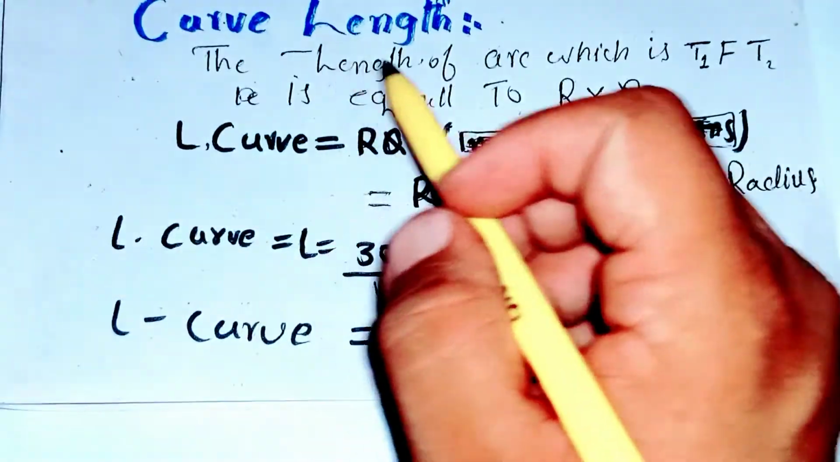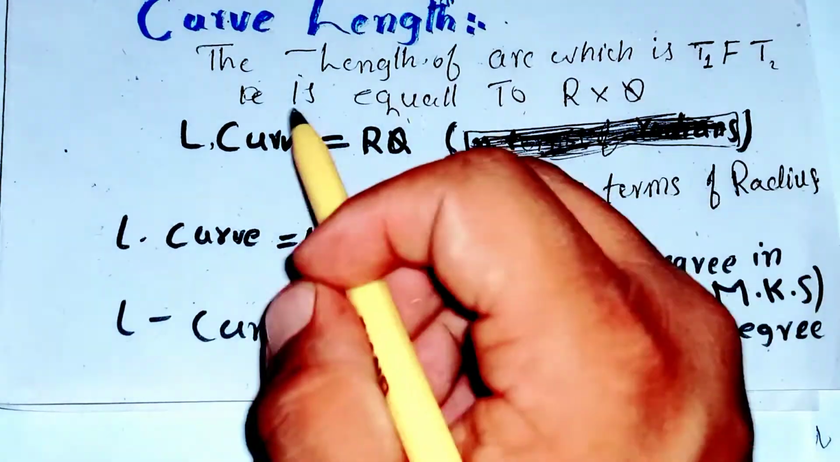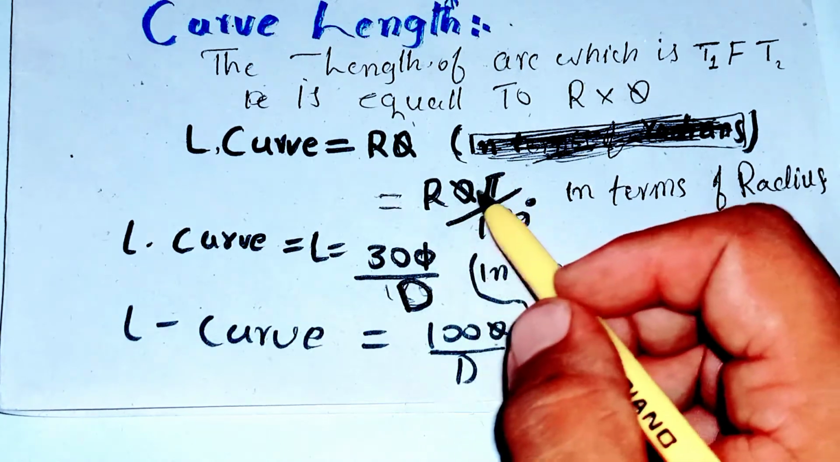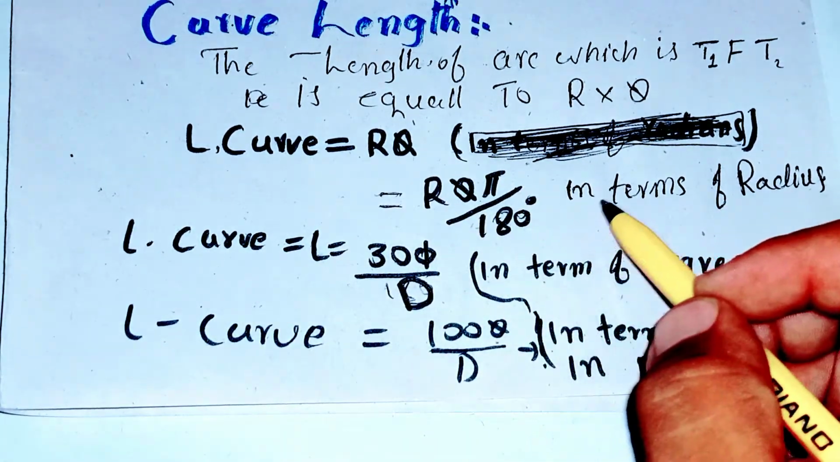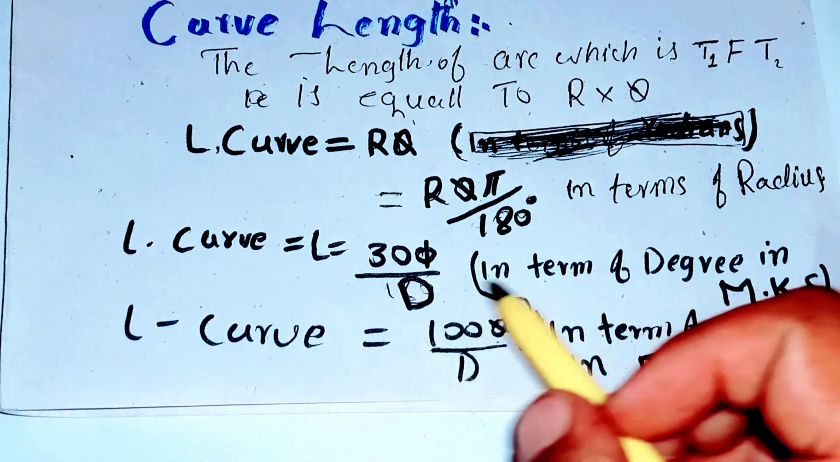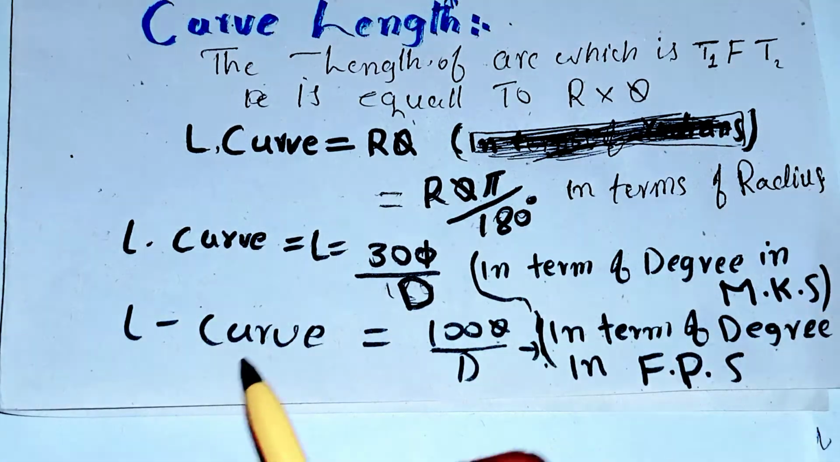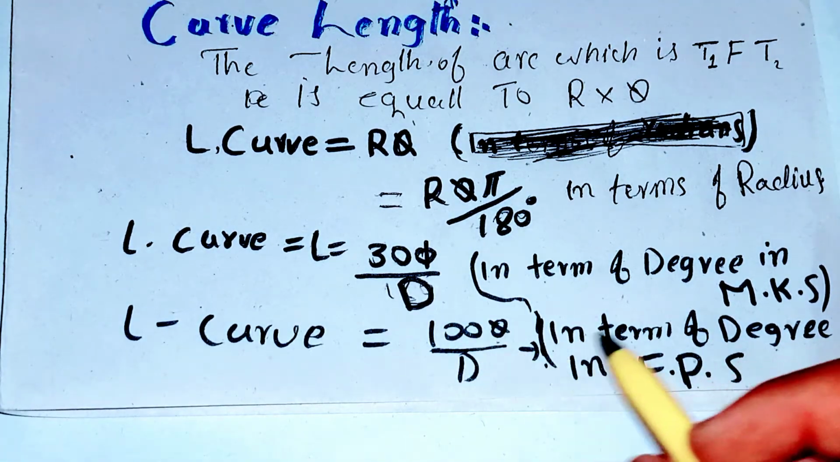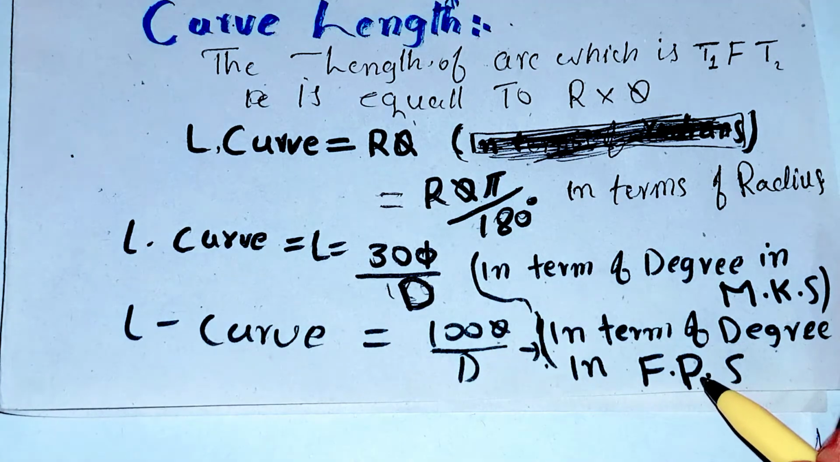Curve length, the length of arc T1 to T2, is equal to r theta. So the length of curve is equal to pi r theta divided by 180 degrees in terms of radius. Length of curve is equal to 30 theta divided by degree in terms of degree in the MKS system. Length of curve is equal to 100 theta divided by degree in terms of degree in the FPS system.